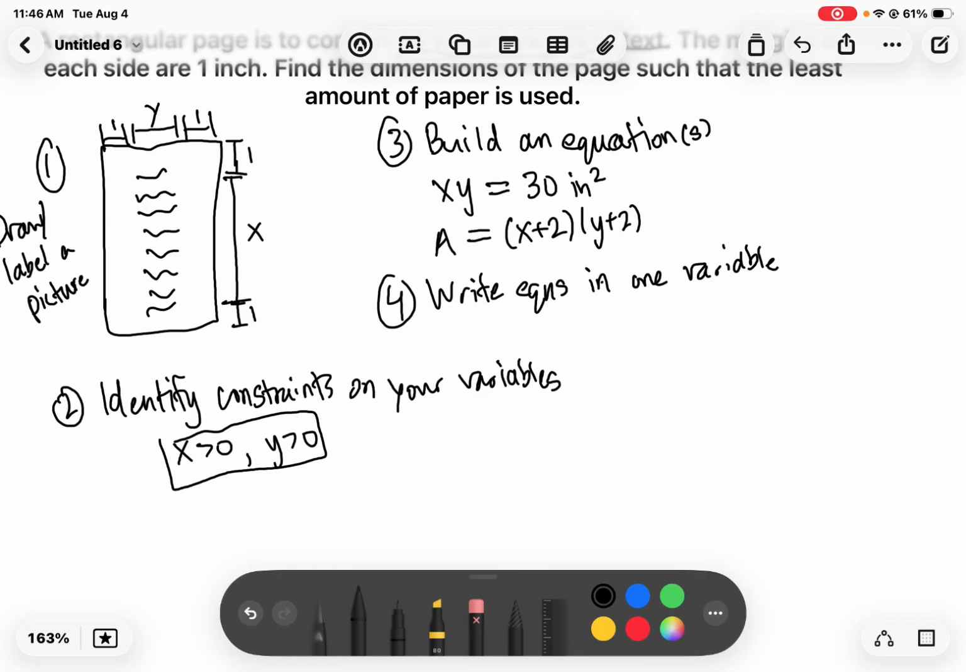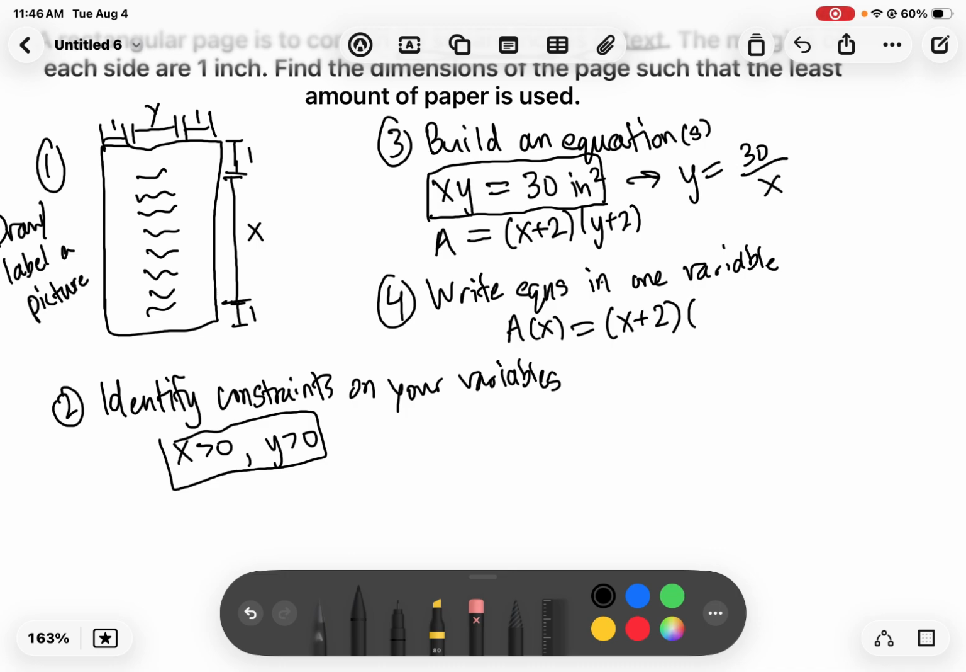So let's go ahead and express our area function A as a function of x. We'll say A of x is equal to x plus 2 times y plus 2. So now we really just need to express y in terms of x. Well, we can use this equation right here, x times y equals 30, and solving that for y, we get y is equal to 30 over x.